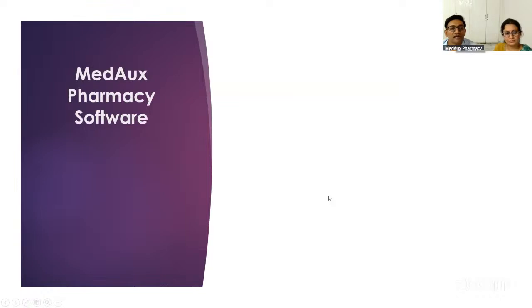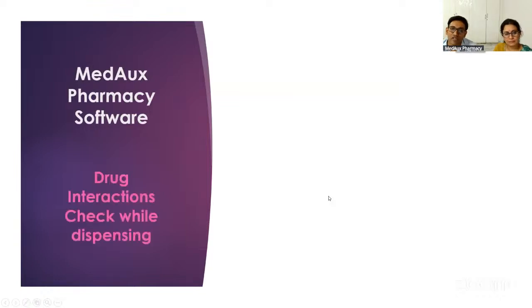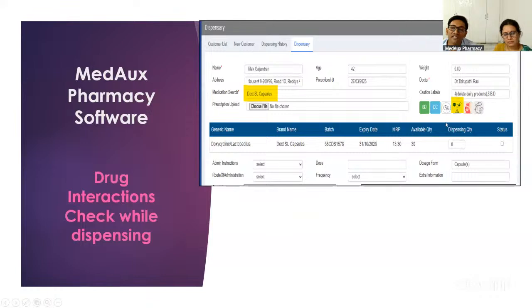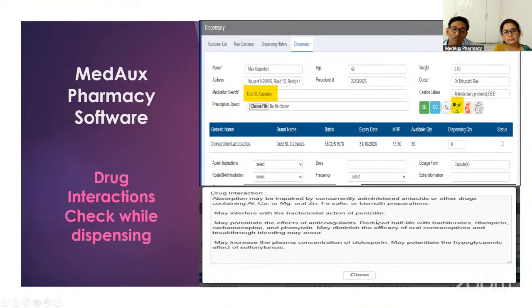So next we look at drug interactions while dispensing. For any drug you choose, when you click on the drug interaction icon, major or very serious drug interactions are explained for that drug. So if the patient is taking any other drug, like penicillin, in the case of doxycycline, it may interfere with the bactericidal action of penicillin, and that sort of information.